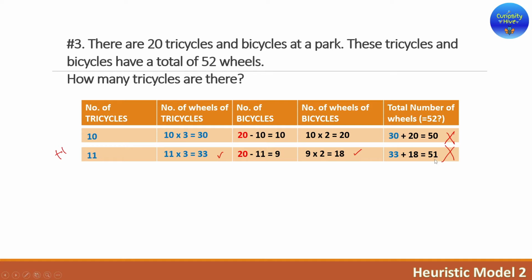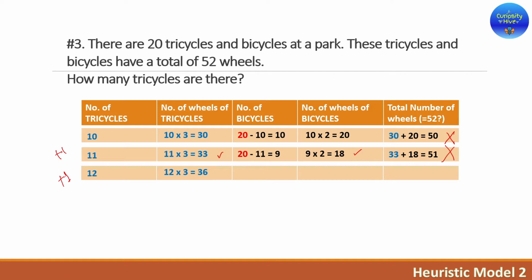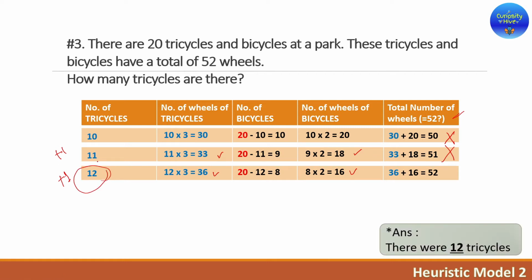Since it is less than 52, I again add one more tricycle to guess and check. That means I have 12 tricycles now. 12 times 3 gives me the number of wheels of tricycles, which is 36. The number of bicycles would be 20 minus 12, which is equal to 8. And for these 8 bicycles, the wheels would be 8 times 2, 16. Now let me add 36 and 16 to validate my condition. Well, the sum is indeed 52. So this gives us the answer that there would be 12 tricycles in the park. So this is how we use the guess and check method.